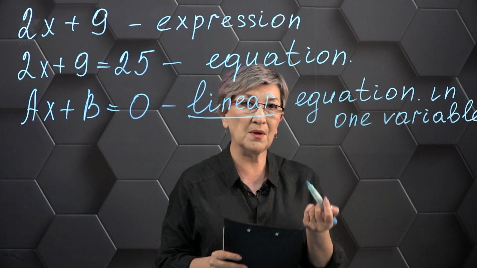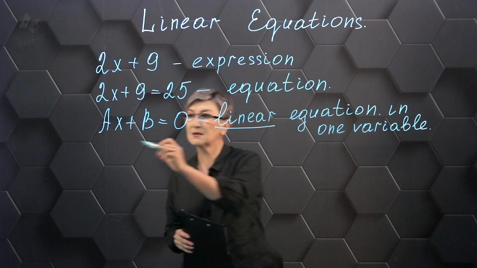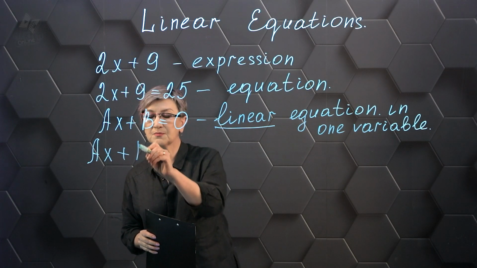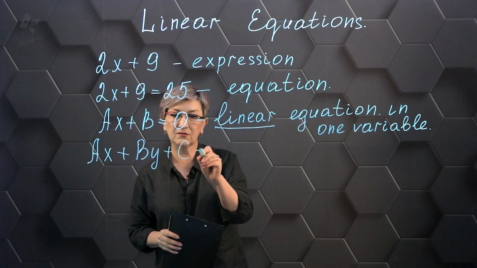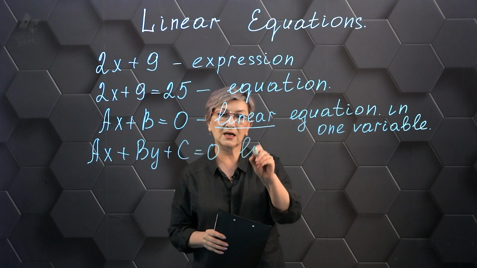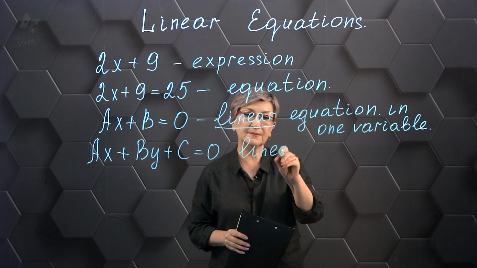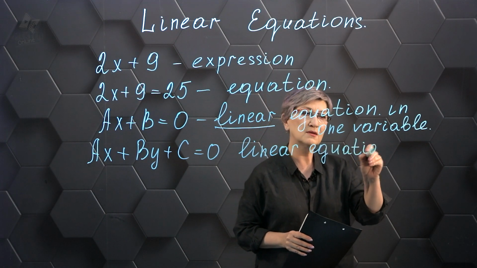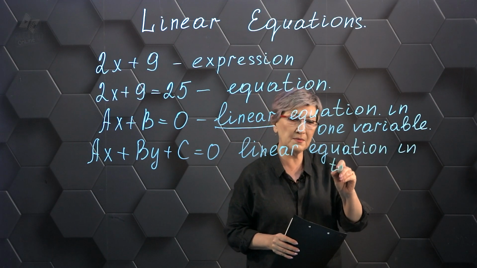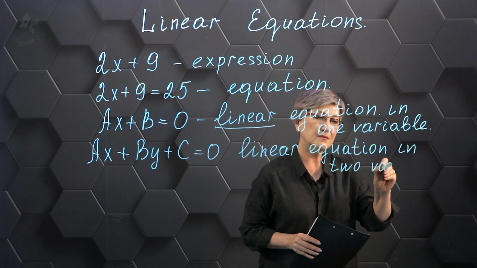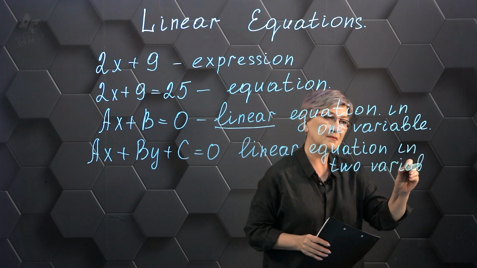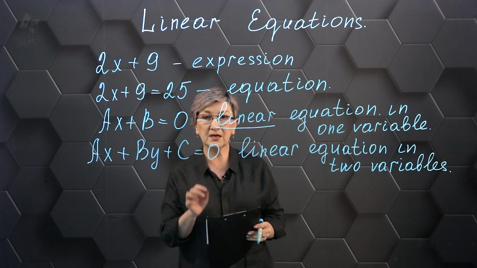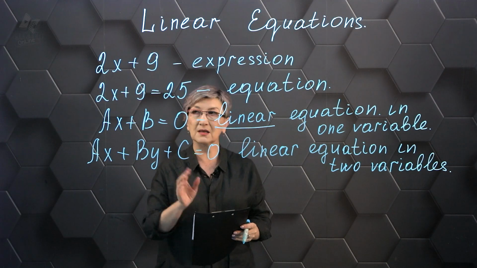There are equations with two variables. For example, if I write the following equation in general form, ax plus bx plus c equals 0, then in this case it will also be a linear equation, but with two variables. But today, and in the next lessons, we will talk about an equation with one variable.